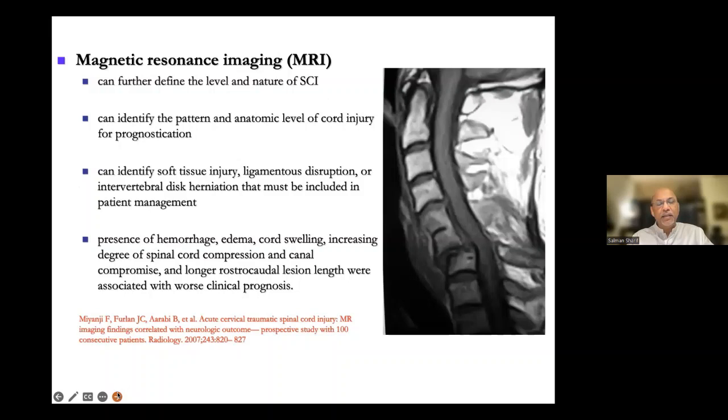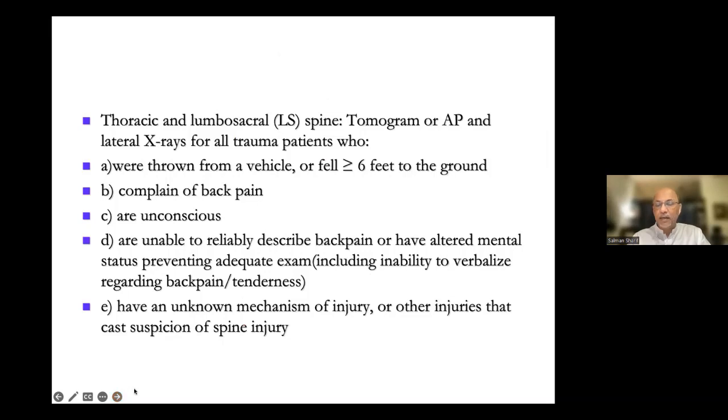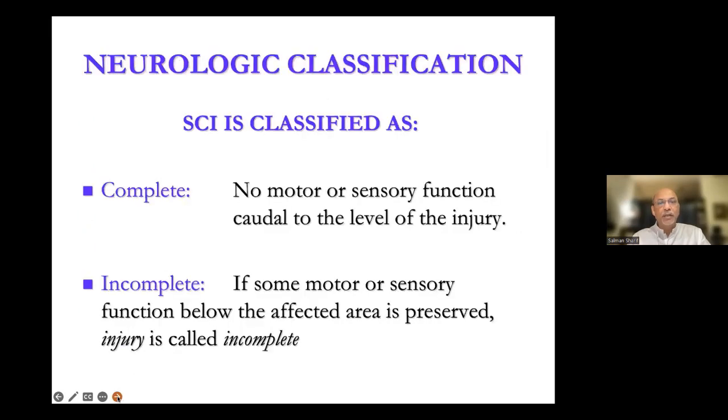MRI can further define the level and nature of the injury, the contusions and bruises, and any hematoma or disc. But all this may not be necessary in the acute situation. If you have an MR available, then fine. If not, then you can proceed and take it from there. Obviously, MRI helps in deciding regarding the prognosis as well. Thoracolumbosacral spine tomogram, AP X-rays: if you're thrown out of the car, complaining of back pain, unconscious, or any unknown mechanism, you do that.